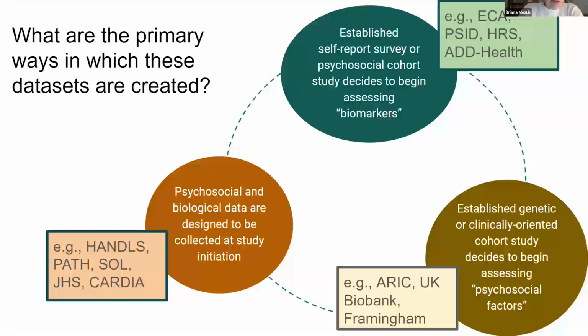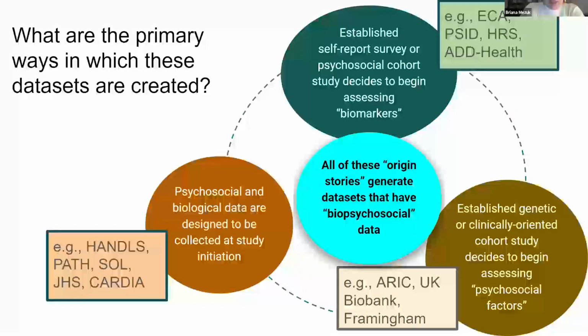And then the third version here is a study that was designed from the very beginning to collect both psychosocial and biological data. Something like the Handle study, the study of Latinos, the PATH study, the Jackson Heart study, and even Cardia to some degree would all qualify as one of those. But what's important to think about, from the perspective of secondary data analysis, is that these are three very different origin stories.